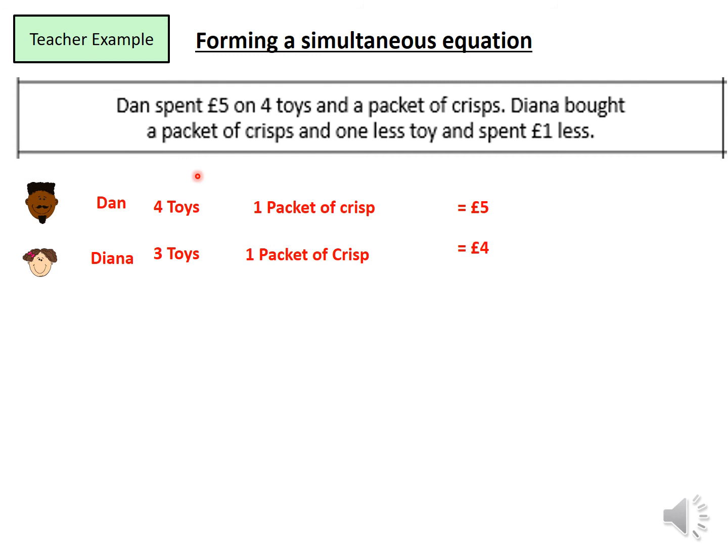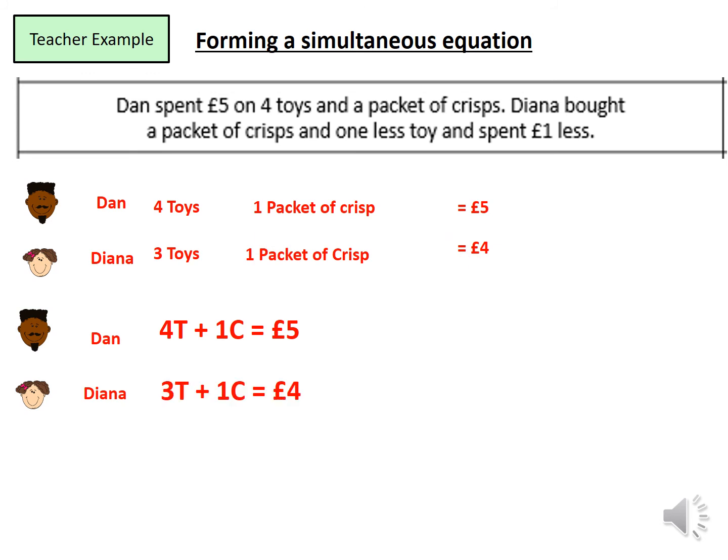Okay, now I'm going to represent my variables with the letter at the start of what they are. So for toys, I'm going to represent that with the letter T. And for crisps, I'm going to represent that with the letter C. Okay, so the equation for Dan would be 4T add 1C equals £5. And the equation for Diana will be 3T add 1C equals £4. I have now formed the simultaneous equations.